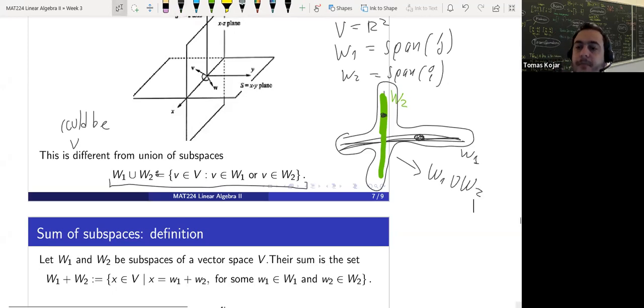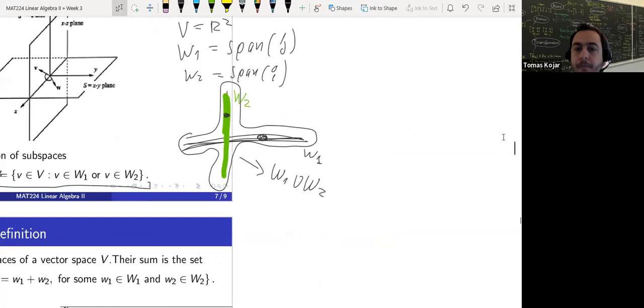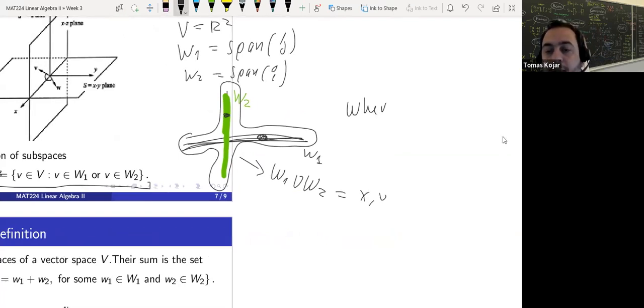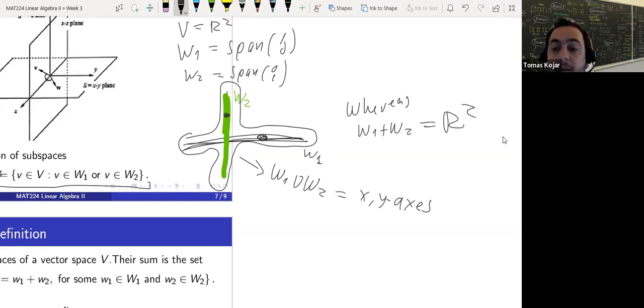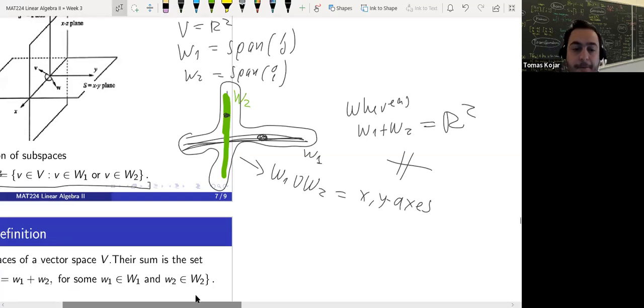Whereas their sum, so they're just the X, Y axis, whereas W1 plus W2 is the entire space R2. So they're not equal. Is that okay? So you understand? Union and summation can be different. Okay.